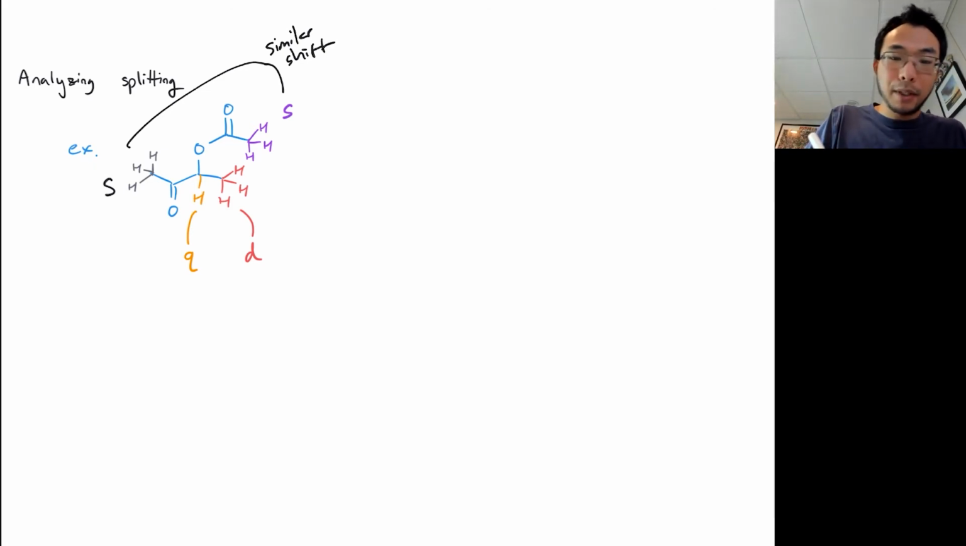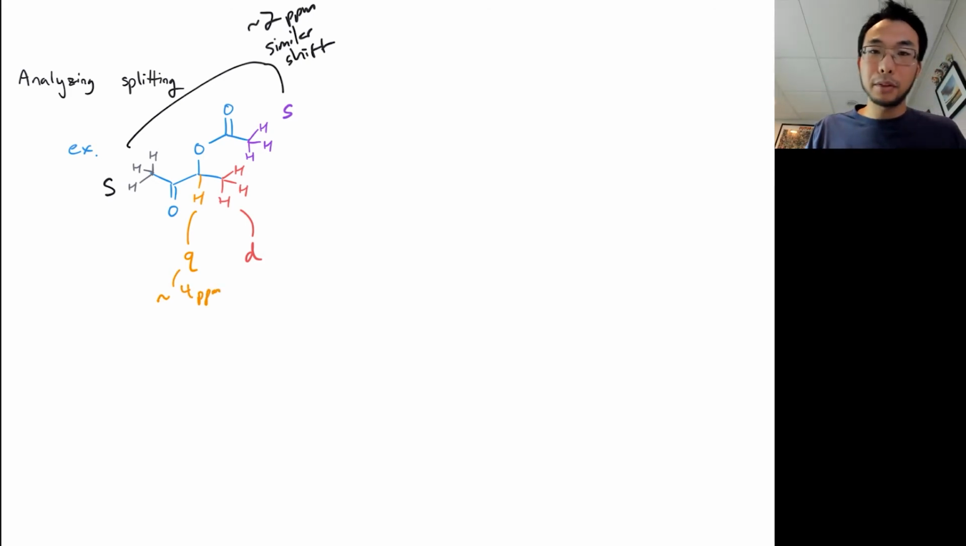And I would expect that to be around 2 parts per million in proton NMR. If I look at the orange hydrogen, that's on a carbon that's directly attached to an oxygen, in addition to being close to the magnetic anisotropy of this pi bond here. So I'm going to guess that this one is going to be closer to 4 parts per million in chemical shift.